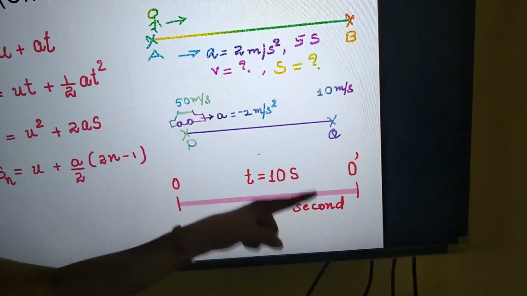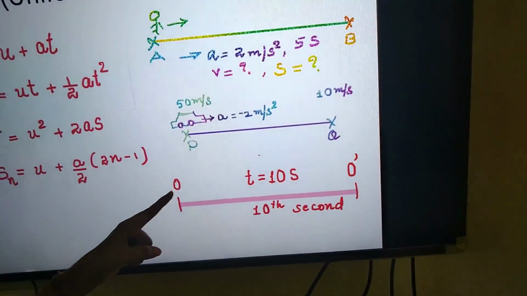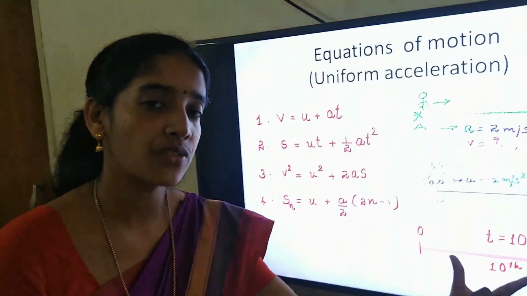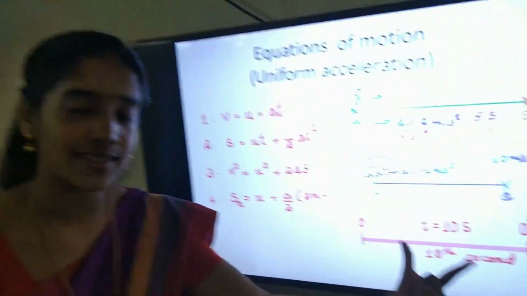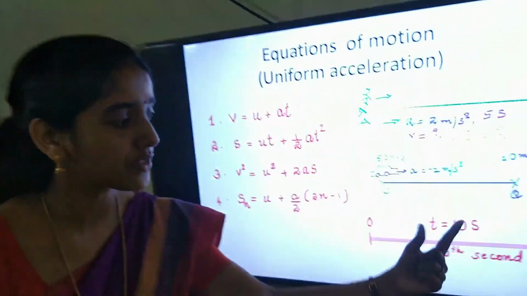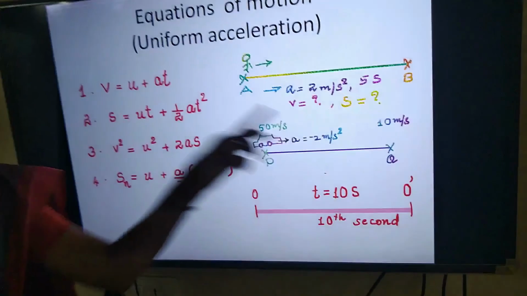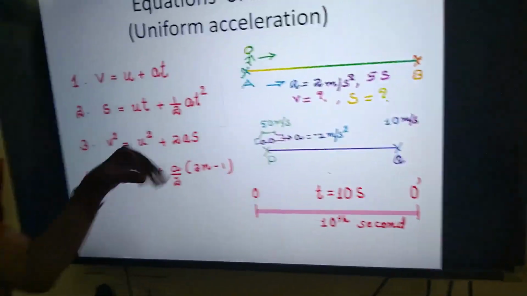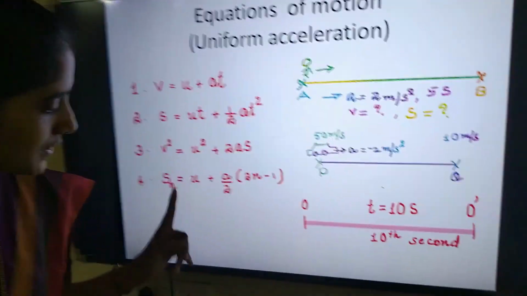How will you apply this equation here? You will find the distance traveled for 10 seconds. Then you will find the distance traveled for 9 seconds. And then you will subtract it. Distance traveled for 10 seconds minus distance traveled for 9 seconds will give us the distance traveled in the 10th second. That way you can find it. But that's very complicated. We can use this equation.